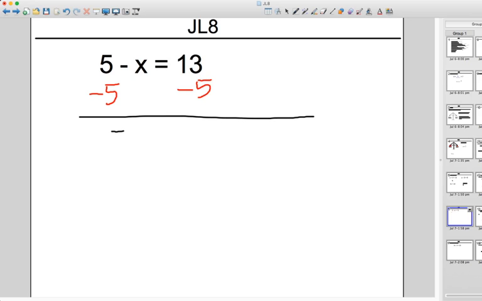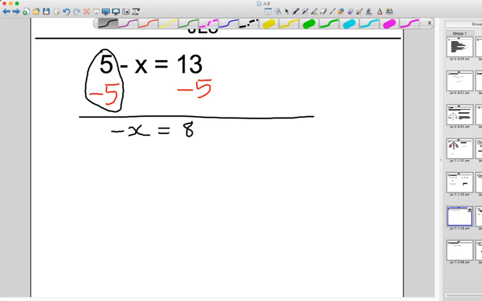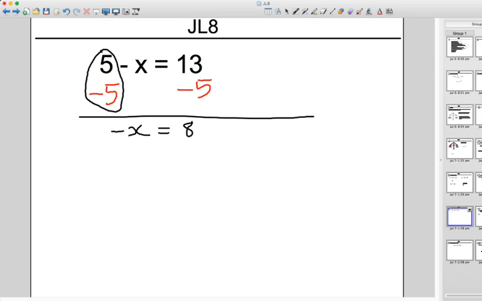This will give me minus x equals 8. So notice I'm just getting rid of the 5 here. That negative x is still present. How do we deal with negative x? Well, I'm looking for positive x. How do I change from a negative number to a positive number?